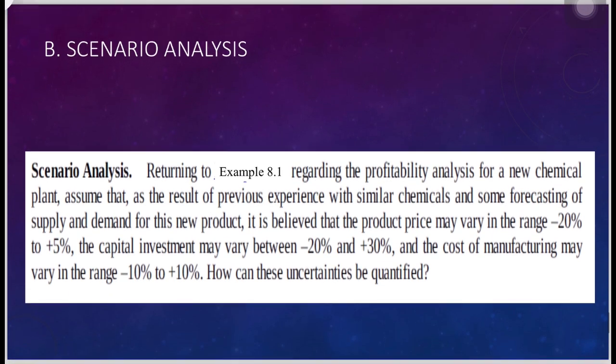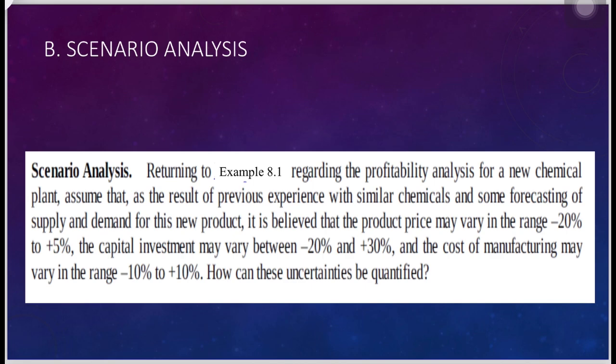Now, let's discuss a little bit on scenario analysis. Returning to example 8.1, regarding the profitability analysis for a new chemical plant, assume that as the result of previous experience with similar chemicals and some forecasting of supply and demand for this new product, it is believed that the product price may vary in the range of negative 20% to 5%.